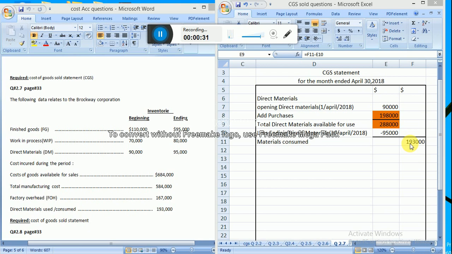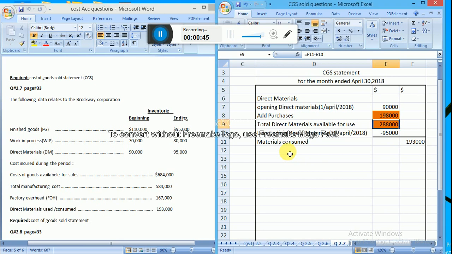So when these materials are used, automatically we transfer these materials to the plant, and in the plant work in process took place. So some direct material takes part to convert these materials to finished goods.